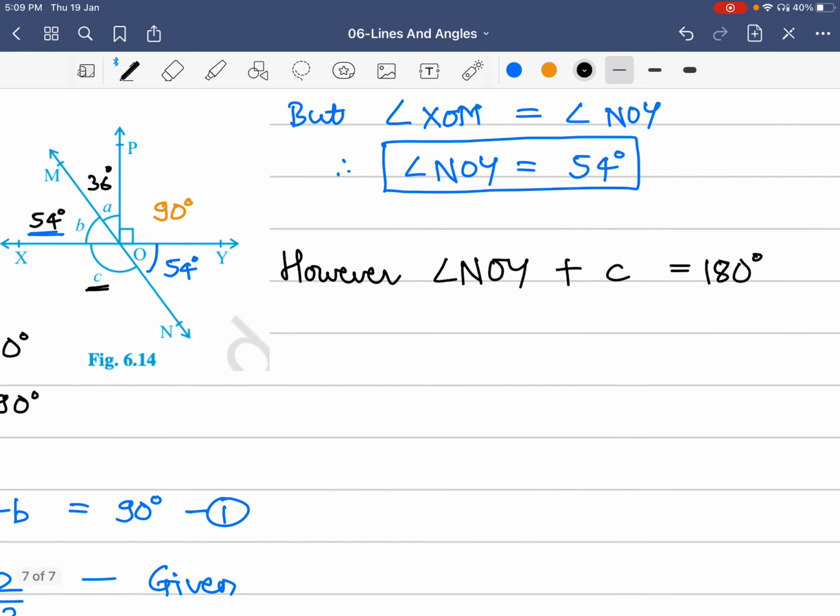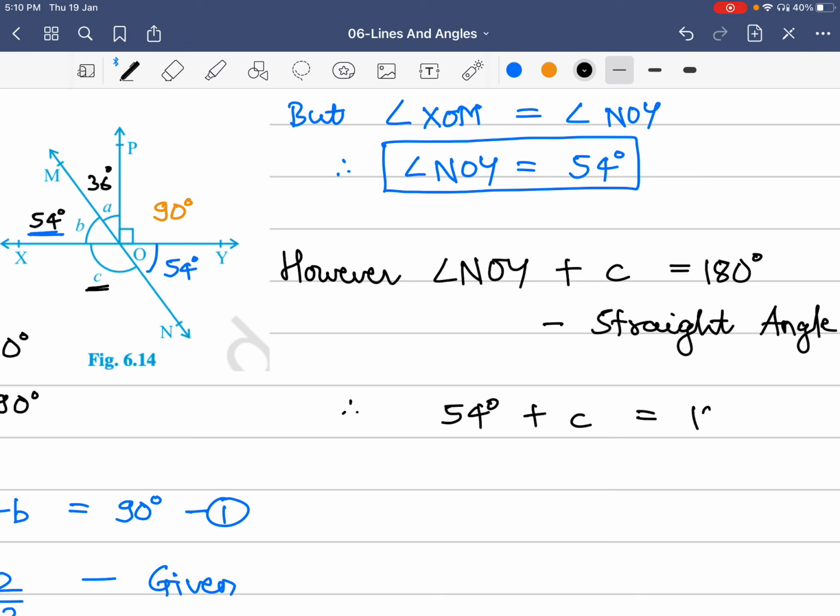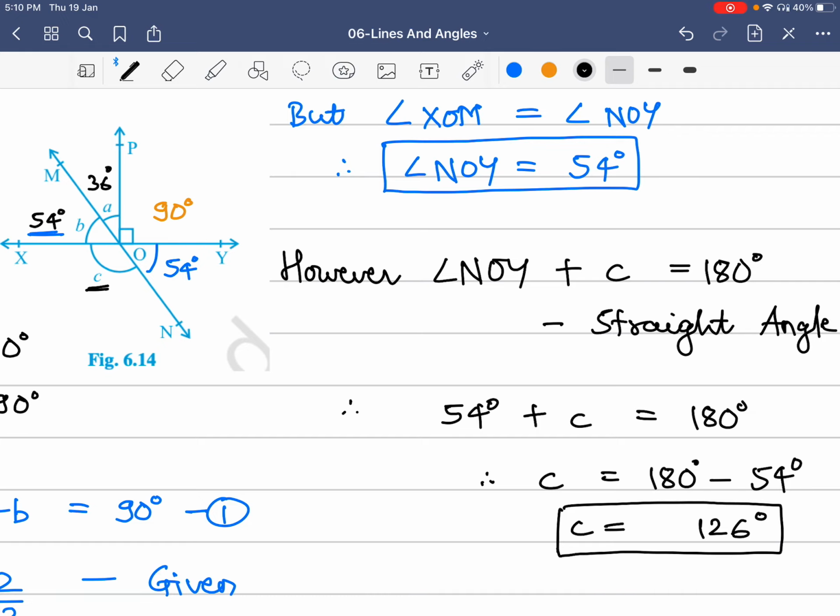What is the reason for this? Because it is a straight angle, an angle formed by a straight line, so its summation is always equal to 180 degree. Therefore in NOY we can put 54 degree. 54 degree plus C is equal to 180 degree, and therefore C is equal to 180 degree minus 54 degree, which is equal to 126 degree. So the value of angle C is equal to 126 degree.